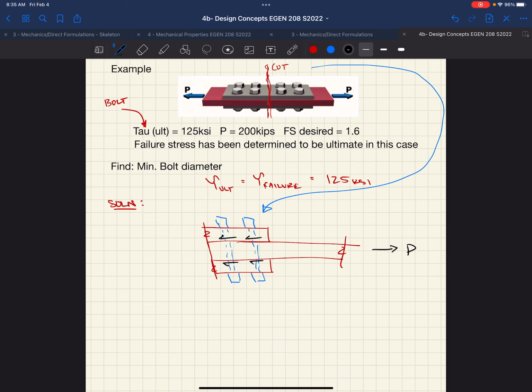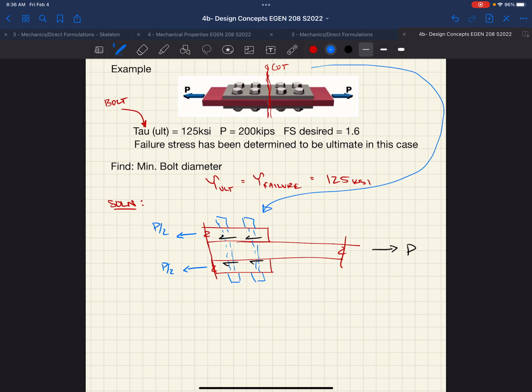Each of those bolts has 2 planes over which our force travels. Because overall, we're going to have a force in our upper plate, the cheek plate on the top and the cheek plate on the bottom, the splice plates. Those forces have to sum to P. So we're going to have half the force in the top plate and half the force in the bottom plate.